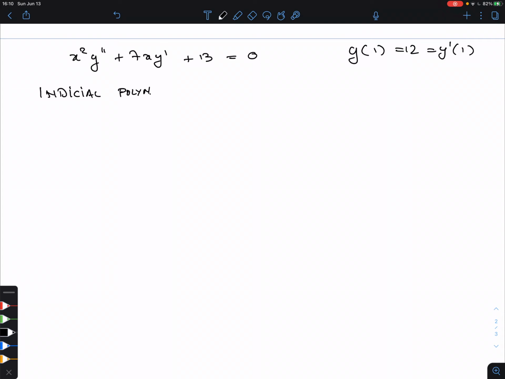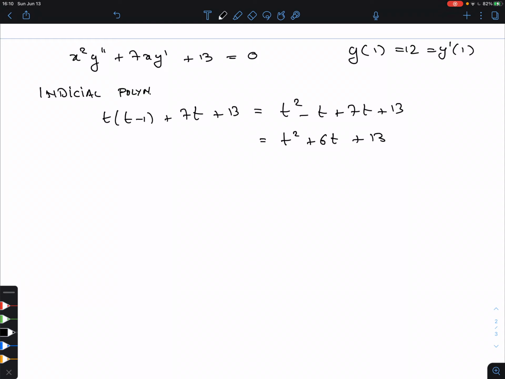So the initial polynomial, that is t times t minus 1 plus 7t plus 13, that is a t squared minus t plus 7t plus 13, so that is t squared plus 6t plus 13. So what we need to do now is find the roots.